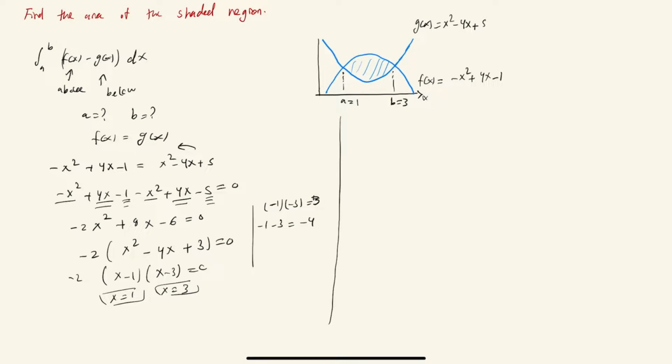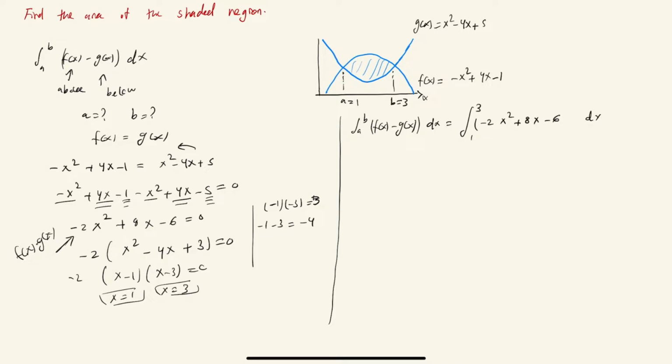So now the definite integral from a to b of f of x minus g of x dx is going to be equal to the definite integral from 1 to 3 of f of x minus g of x. We already found that function. This term on the left side is going to be the integrand. It's going to be minus 2x squared plus 8x minus 6.